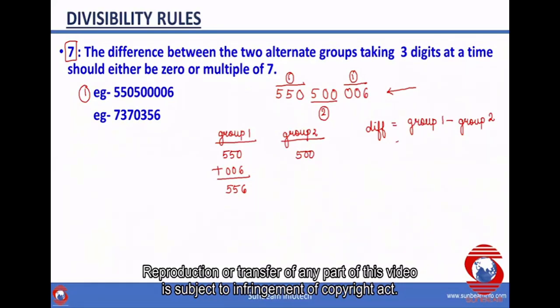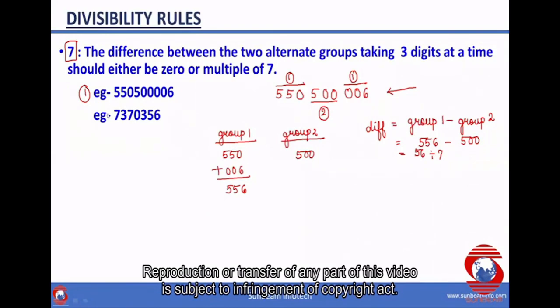Right? So can I say, here I will get the output as 556 minus 500. So can I say it is equal to 56? So can I say, is 56 divisible by 7? Can I divide 56 by 7? Can you quickly tell me, can I divide it by 7? Yes, I can do it, right? So this shows that the entire number I can divide it by 7, right?